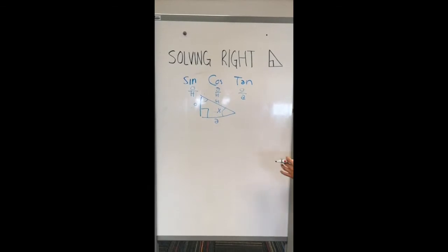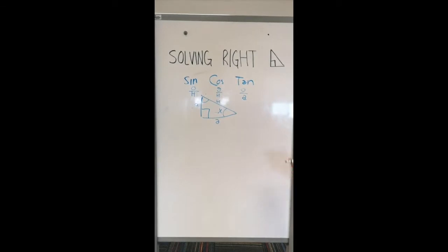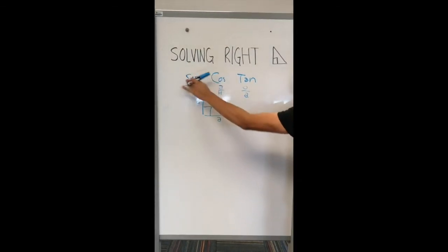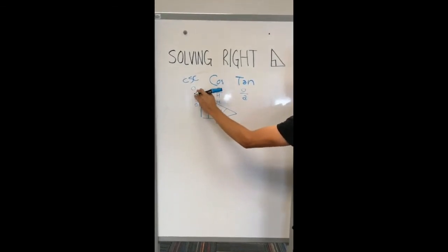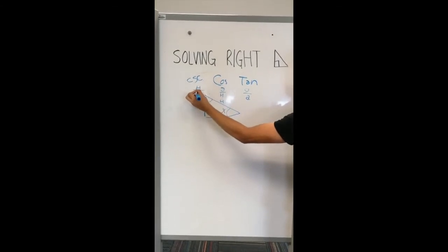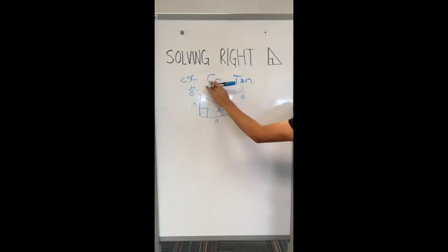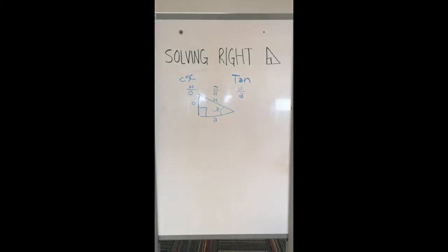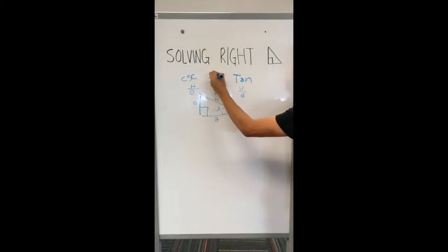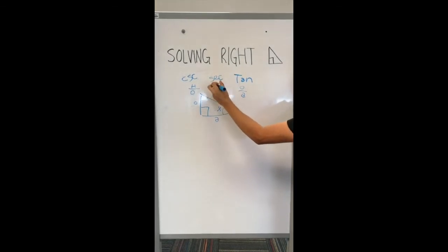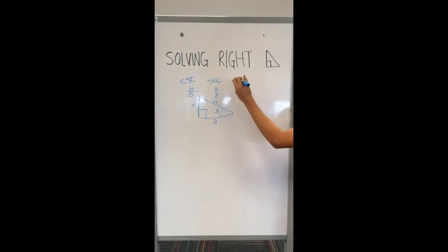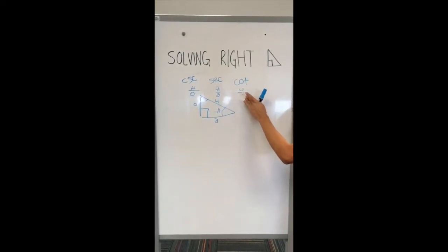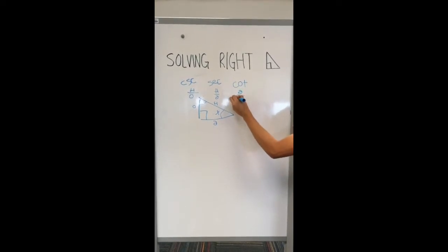Now I'm going to explain the other 3 ratios. These 3 ratios are reciprocals of the main ones. For example, sine has cosecant, and here you have hypotenuse over opposite. Cosine has secant, and it's hypotenuse over adjacent. And finally, for tangent, we have cotangent, that is adjacent over opposite.